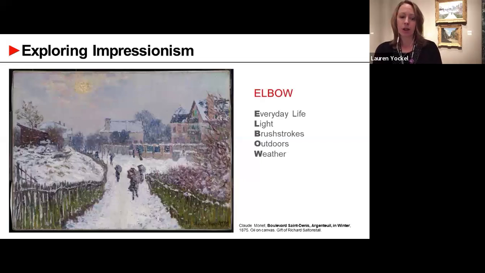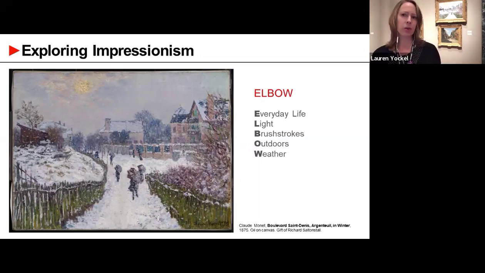Most of the time before this, artists were always working inside in an art studio. But impressionist artists liked to be outdoors in the places, looking at the things that they were making their paintings about. And then the W in ELBOW is for weather.